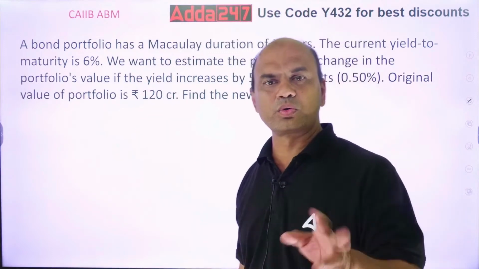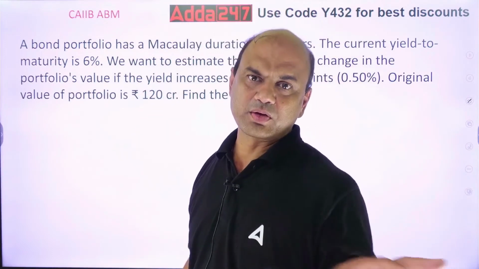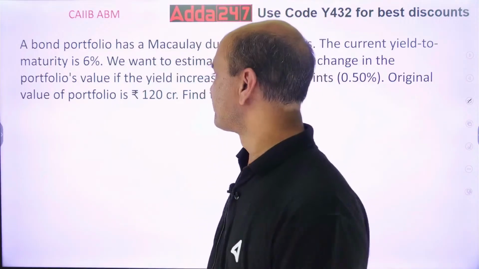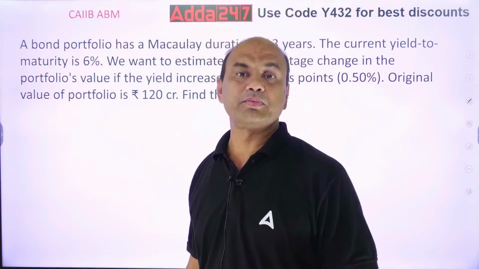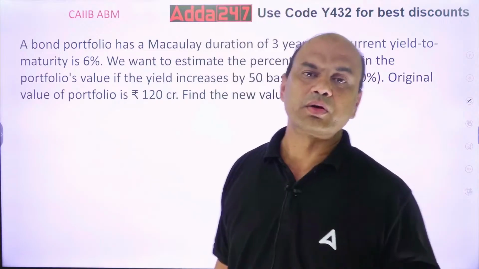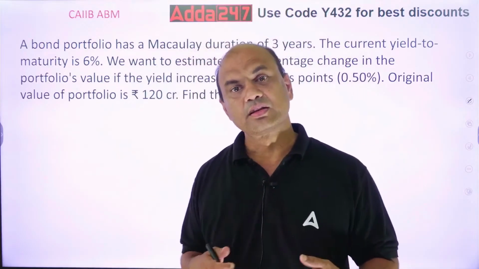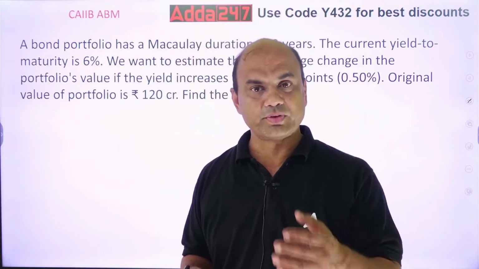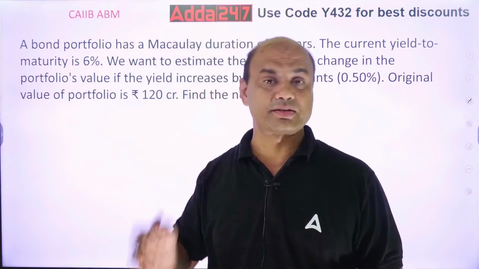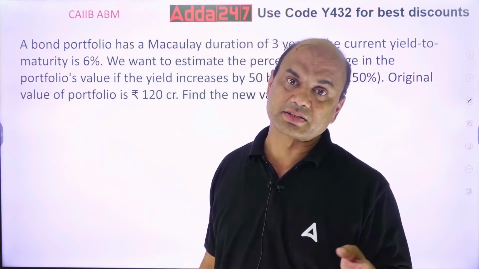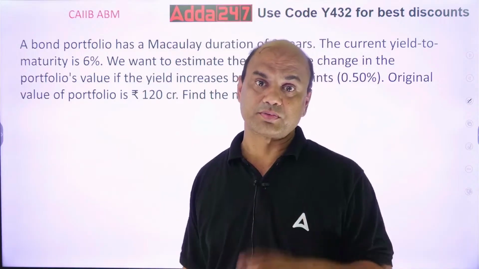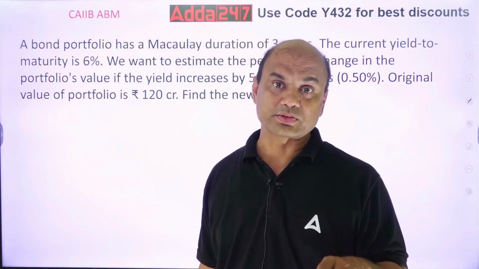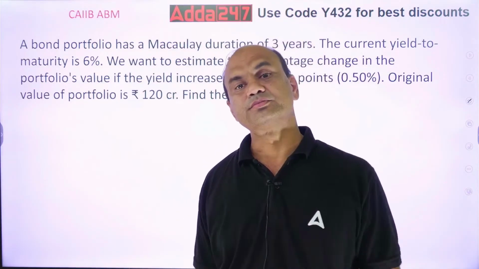See, there are two durations. One is Macaulay, second is modified. Macaulay and modified. What is Macaulay duration? Macaulay duration means the duration in which, within the life of that bond, the interest rate risk on that bond becomes zero. Interest rate risk on the bond becomes zero. Macaulay.